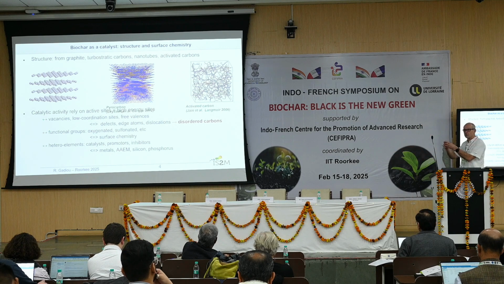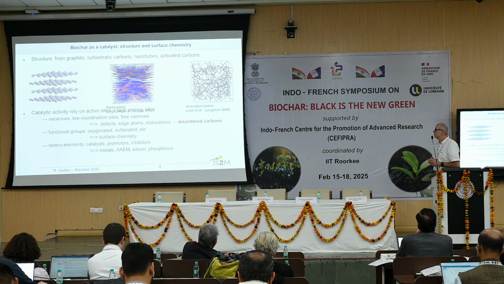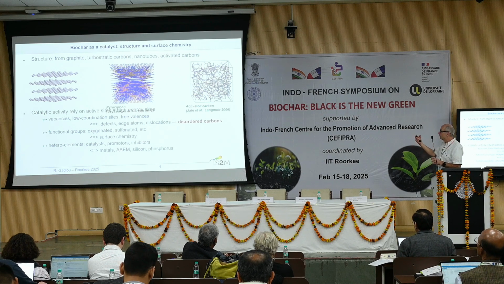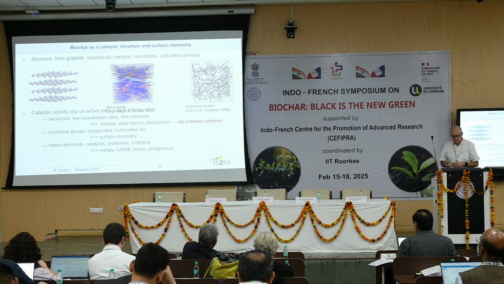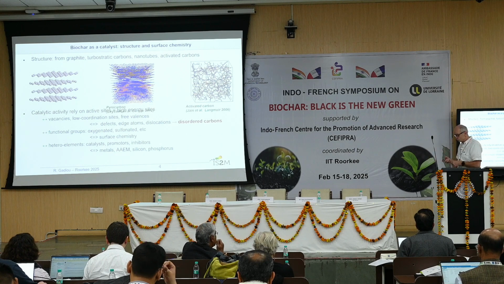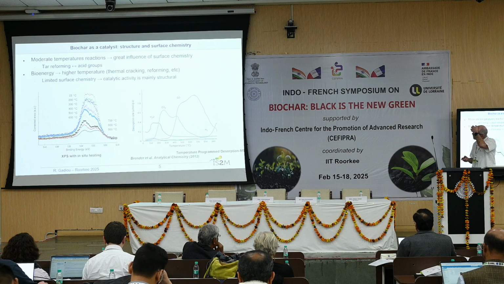Since we know we have some crystallites which are not graphite but more pyrocarbon with some structure, and some amorphous part which is related to activated carbon. So all the reactivity and the surface chemistry that we have is related to this structure. So how to analyze this?